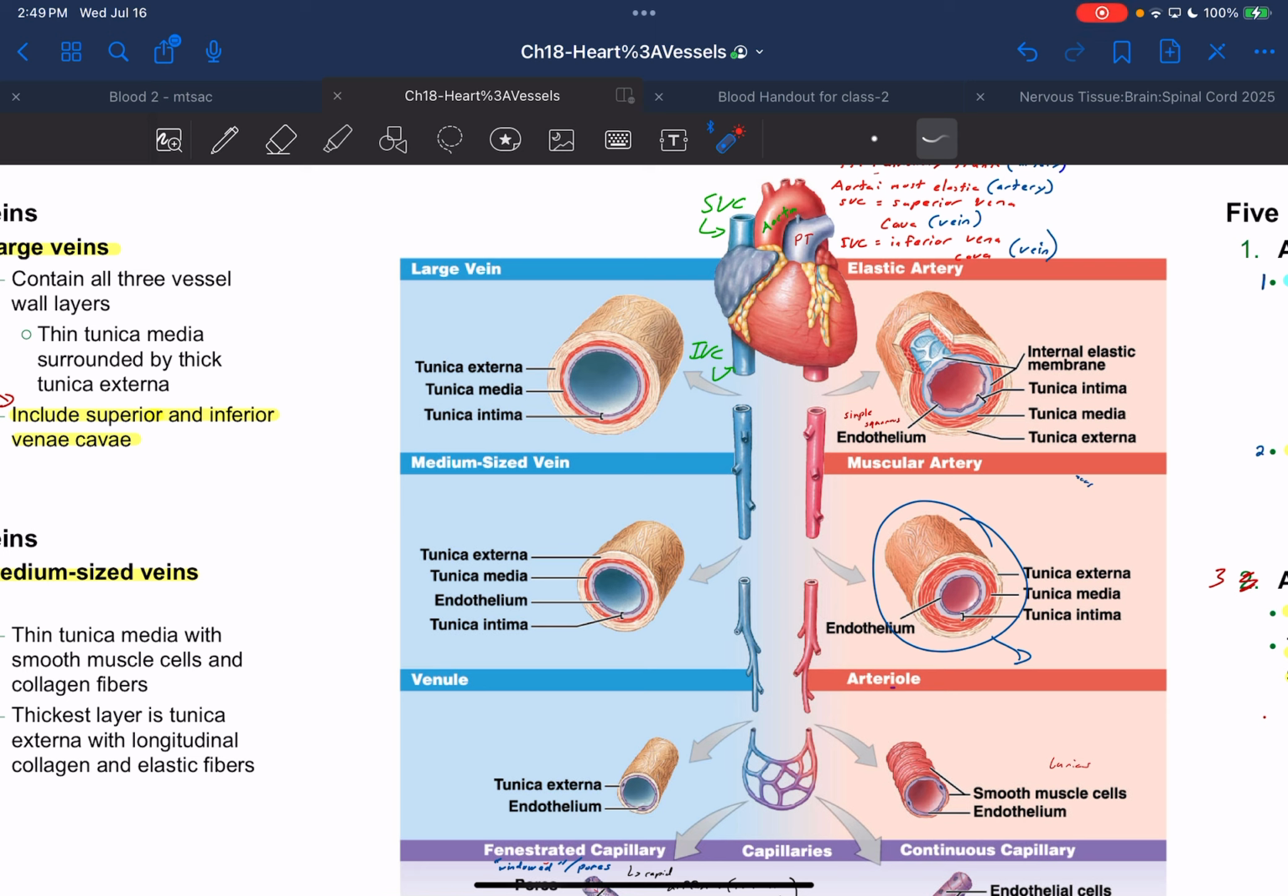It picks up waste at the organ, the muscles, and then the blood cells, once they drop off their oxygen, they flow back to the heart, and then the heart will send it to the lungs. Those red blood cells will get reloaded with oxygen, and the process repeats itself all over again. And that's how blood circulates through these blood vessels.